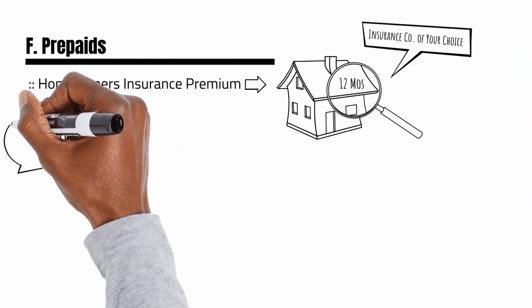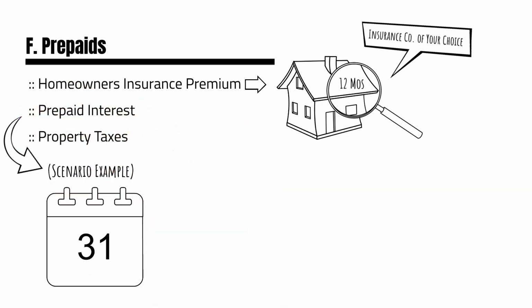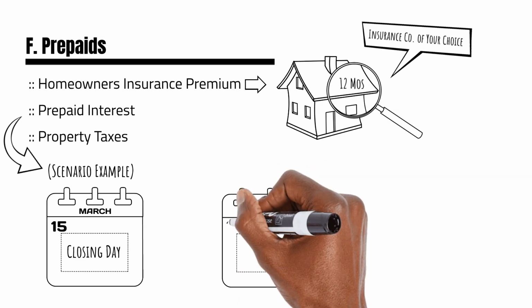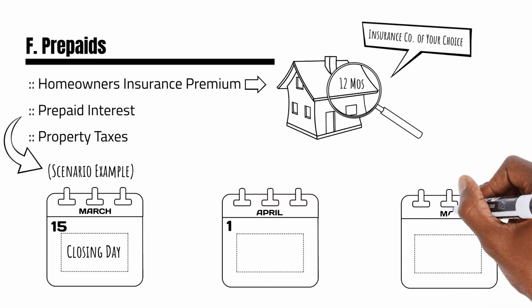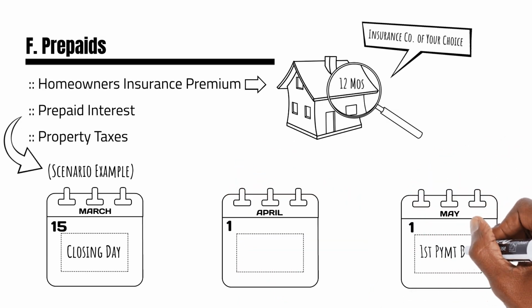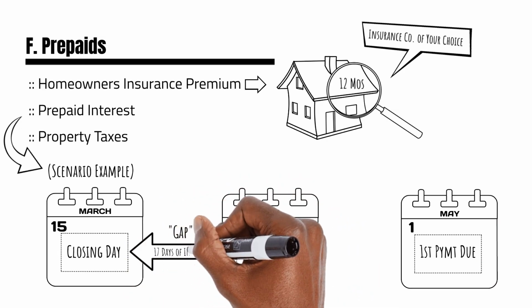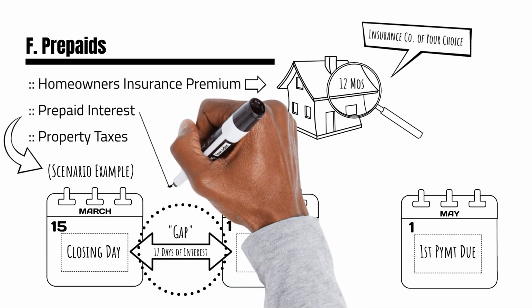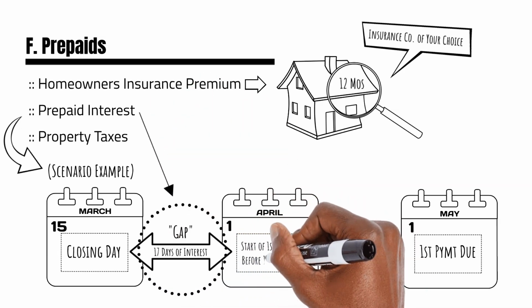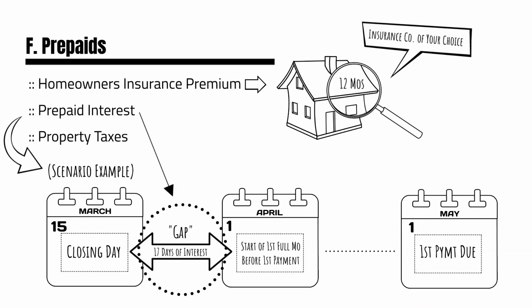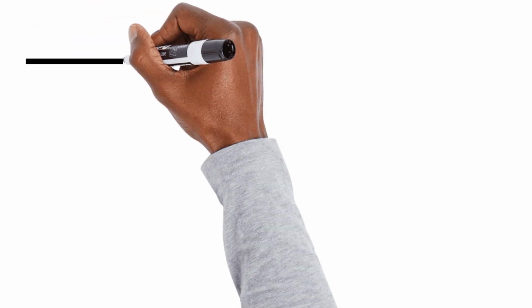Prepaid interest is also going to show up in this section. And the easiest way to think of prepaid interest is, let's say you close on March 15th. Lenders will allow you to skip the month of April and your first payment is going to be May 1st. While prepaid interest is paying for the gap between March 15th and the end of the month before your full month of payment starts. So ultimately, it's going to vary depending on the date that you're closing your loan on.